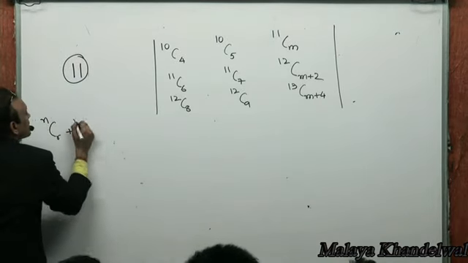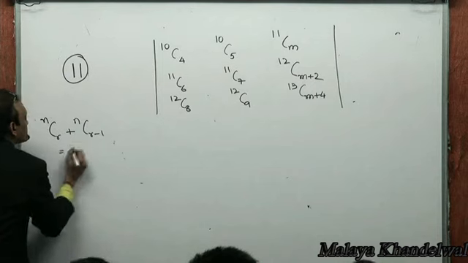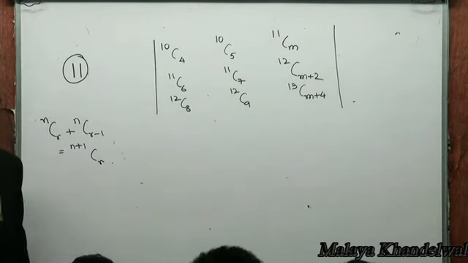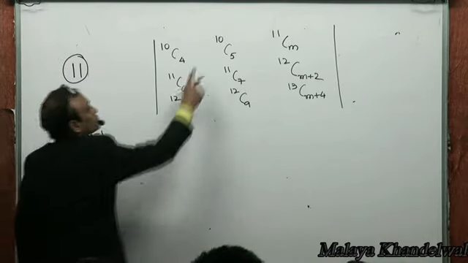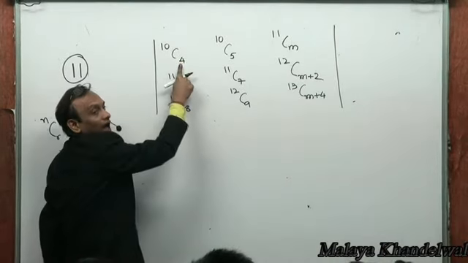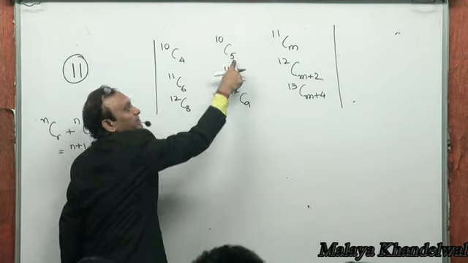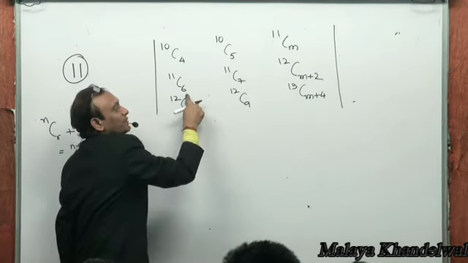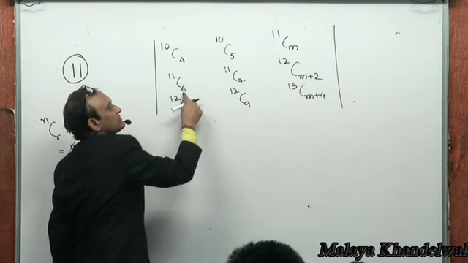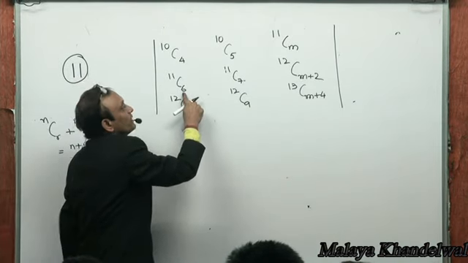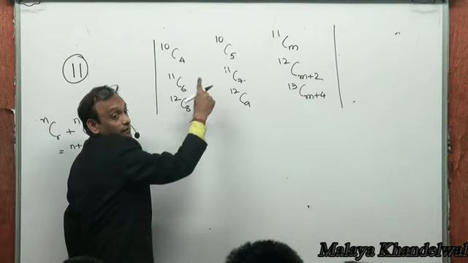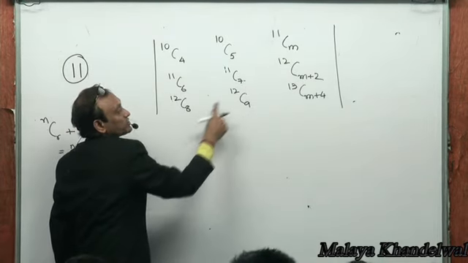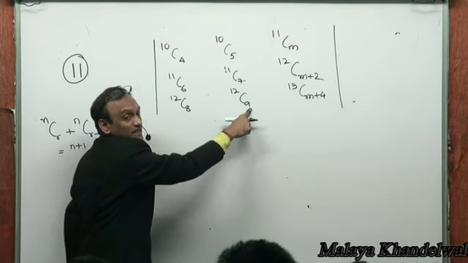NCR plus NCR minus 1 is N plus 1 CR, right? So NCR plus NCR minus 1 would give me 11C5. 11C7 plus 11C6 is going to give me 12C7. NCR plus NCR minus 1 would give me 13C9.